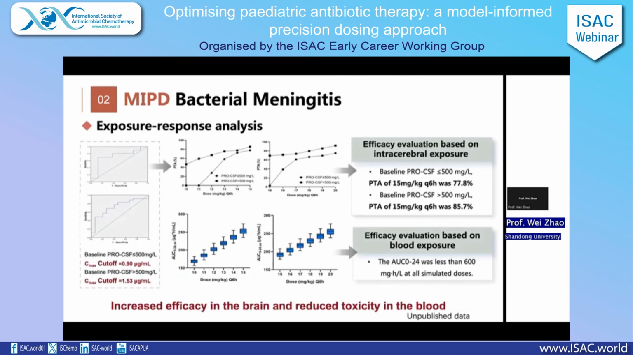And the ER analysis shows the efficacy evaluation based on the exposure in the brain, with the baseline. You can see for the baseline protein lower than 500 milligram per liter, 50 milligram per kilo four times a day can reach a PTA of 78%. And for the higher protein in the brain, more than 500 milligram per liter, the same dose regimen can reach the 85% target attainment. And efficacy evaluated based on the blood exposure can decrease the risk of kidney nephrotoxicity. So the new dose regimen recommendation for meningitis can be based on the model.